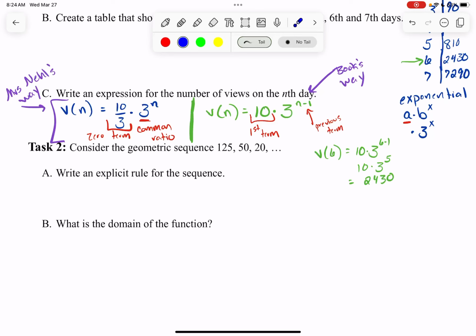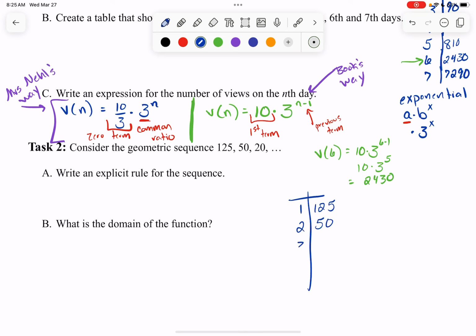Okay, task 2. Consider the geometric sequence 125, 50, 20. First thing I'm going to do is write this as a table. First term is 125. Second term is 50. Third term is 20. We want to write an explicit rule for the sequence. They tell us it's geometric.